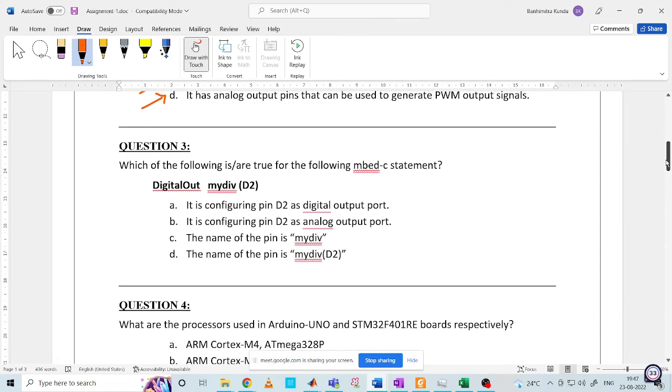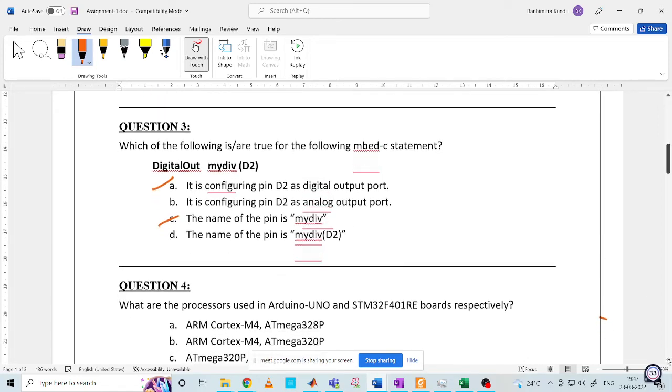Question 3. Option A and C. Correct. This is the same as that bomb, right? Yes, sir. Correct. Same as the bomb. Correct. Question 4.